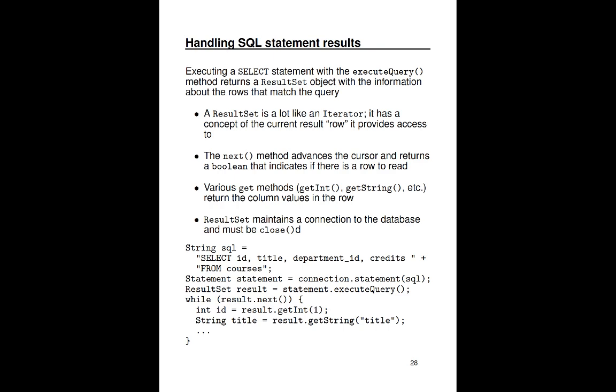So here's an example of some Java code that uses the execute query method to query the database using a select statement. So here we're going to select all of the information in the courses table, so the ID, the title, department ID, and the credits.